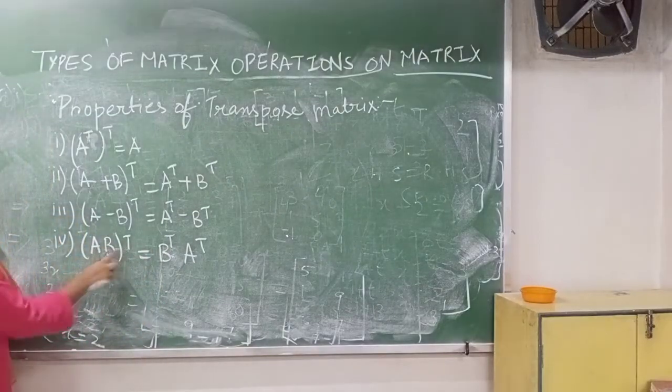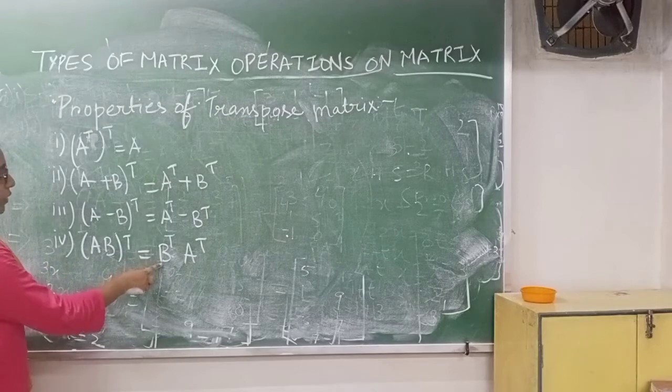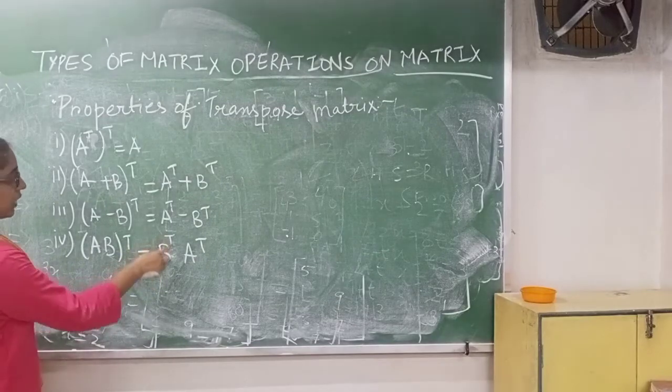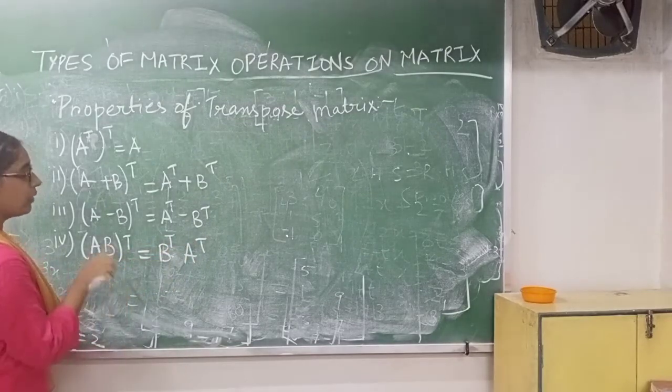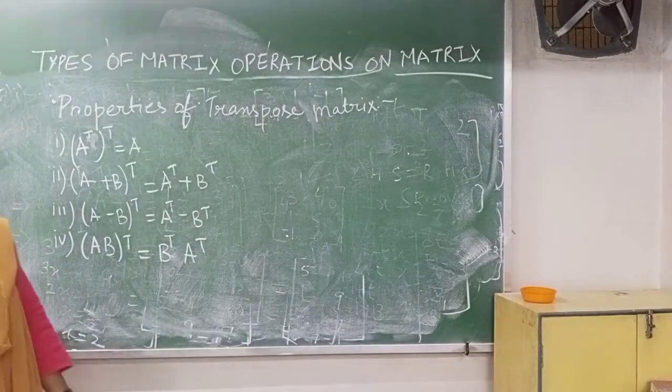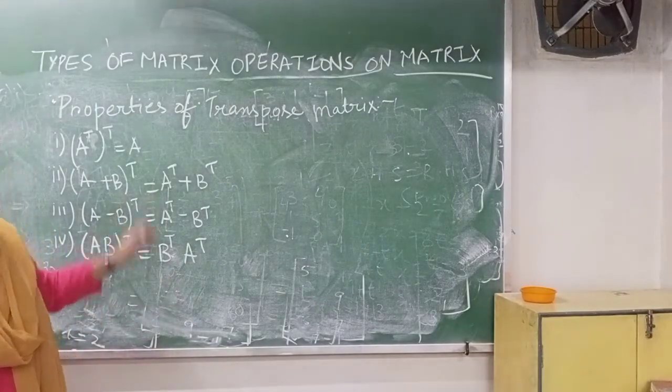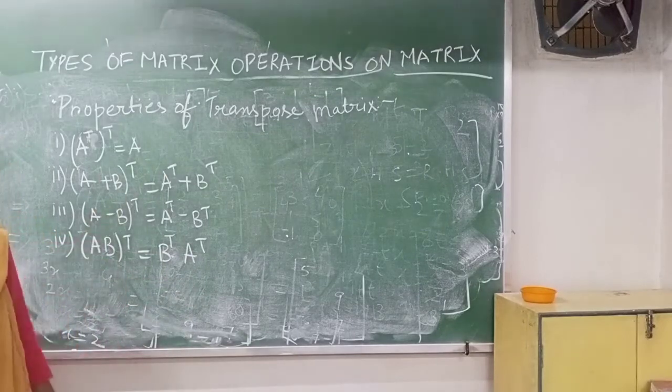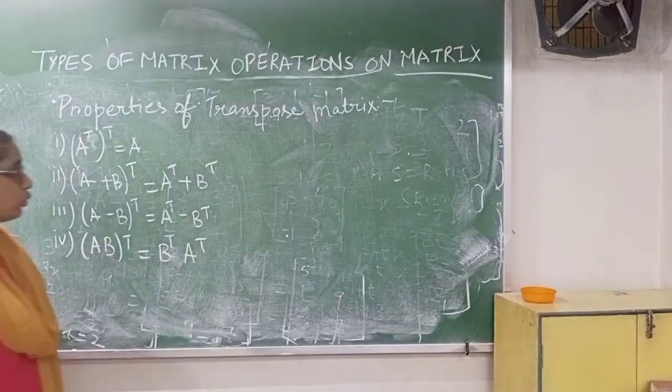(AB) whole transpose, where AB means multiplication between A and B, we will do after this. First we will multiply and do transpose, or first transpose and then multiply, we will get the same thing. So this is the property of which type of matrix? Transpose matrix.